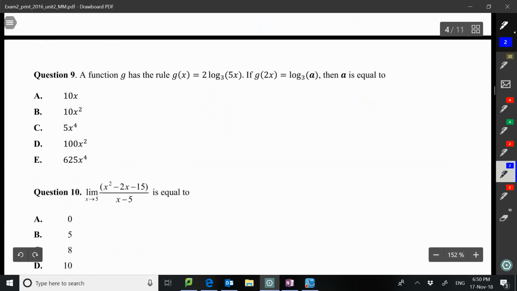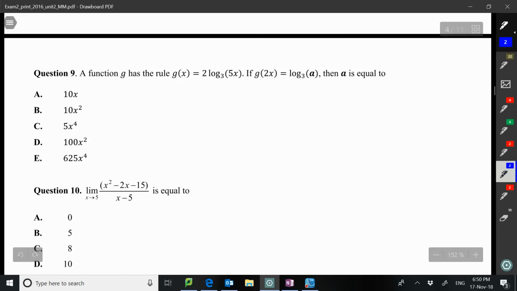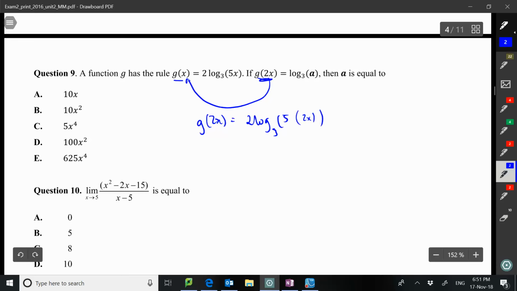All right, next question, 9. If function g has the rule, okay, so you've got that. If g of 2x equals log 3 of a, then a is equal to, okay, this sounds really confusing, but let's take our time. We've got g of x and they want g of 2x, so if I sub 2x into this equation, g of 2x will equal 2 log 3 of 5 times 2x. You're subbing 2x in, and they told me the answer is log 3 of a. So this is 2 log 3 of 10x.